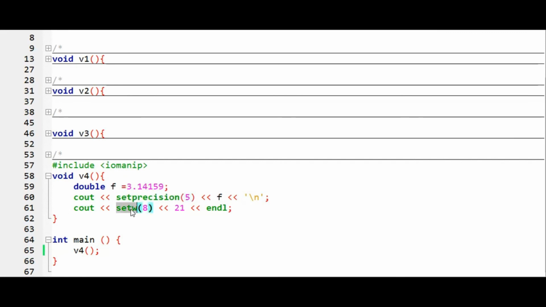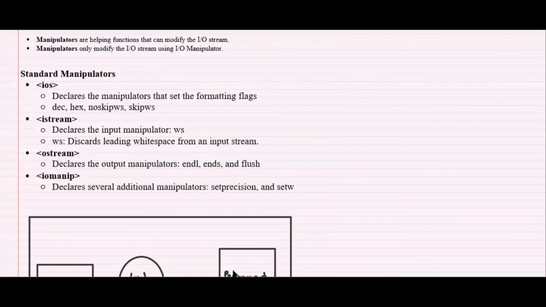Set width, this is very interesting. Let's say you are going to print this 21 over the screen, but you have decided the width is 8 characters. So this will take one character, and this will take another character. If you have decided the width 8 and the output is only 2 characters, what will happen with the 6 empty character spaces? Because it will create 8 boxes like that. So I'll show you how it would look.